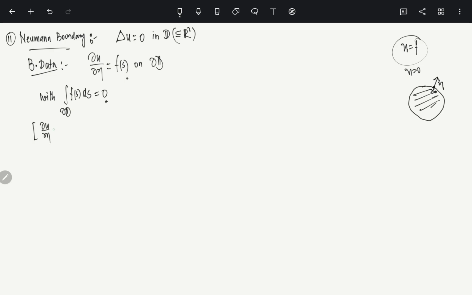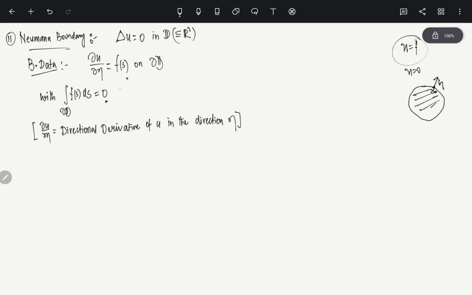∂u/∂η is the directional derivative of u in the direction η, okay. So it is essentially the directional derivative. And what happens is this, of course, on the boundary. So at any point on the boundary, you look at the derivative, and in that derivative we are just basically looking at what is the change in u in that direction, okay.